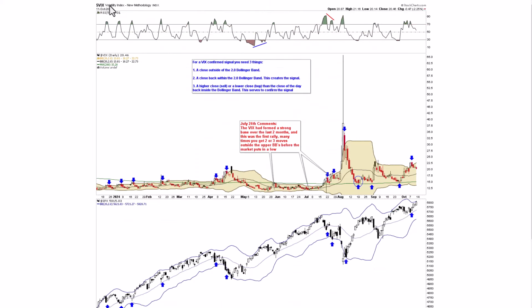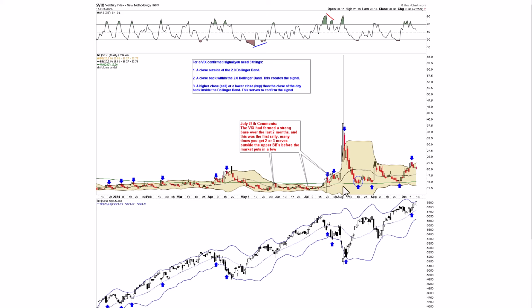First off, chart 32, here's the VIX, Volatility Index. As you know, this moves opposite to the S&P 99% of the time. This is also a mechanical system with Bollinger Bands. You have the rules here, but essentially, whenever the VIX closes outside the upper Bollinger Bands and back inside, that's your buy signal. When it closes below the lower Bollinger Bands and back inside, that's a sell signal.